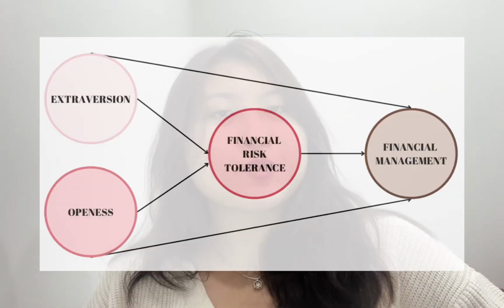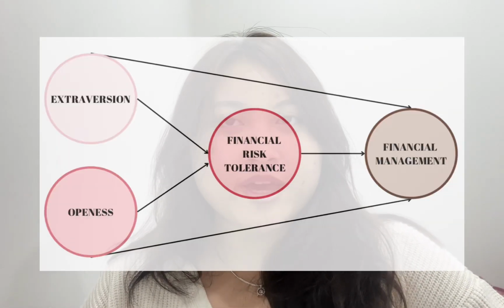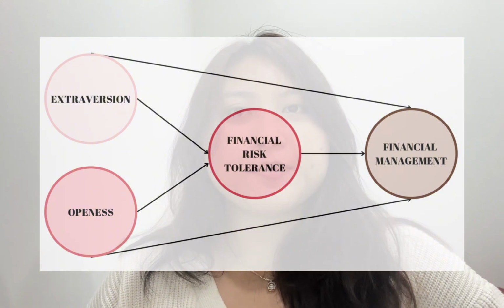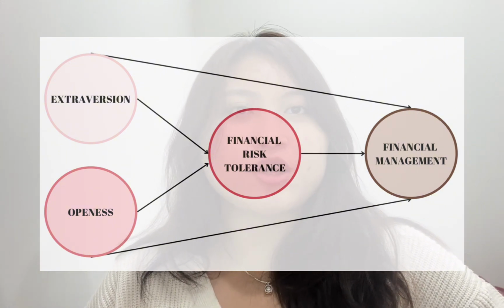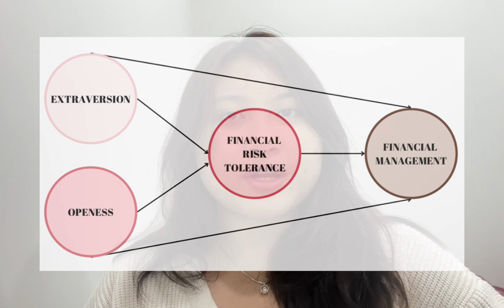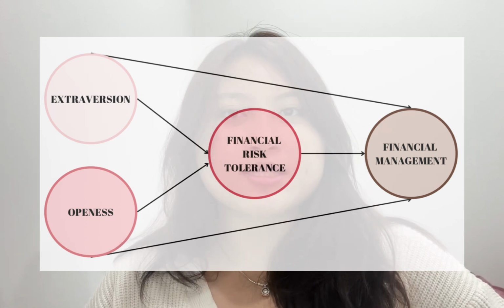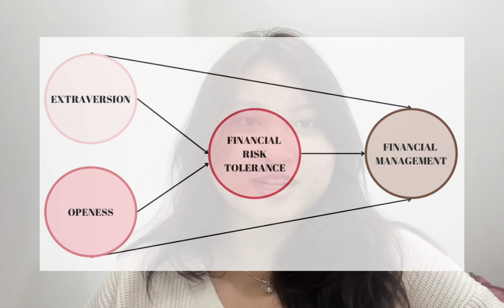This is the research model that I'm going to analyze. We have 4 variables. The independent variables are extraversion and openness. The mediating variable is financial risk tolerance, and the dependent variable is financial management.